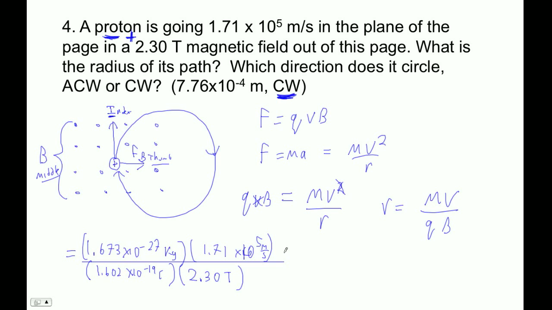So 1.673 times 10 to the minus 27th, times 1.71 times 10 to the 5th, divided by, and I have to put this denominator in parentheses, 1.602 e to the minus 19th times 2.3, and I get 7.764 times 10 to the minus 4th meters.